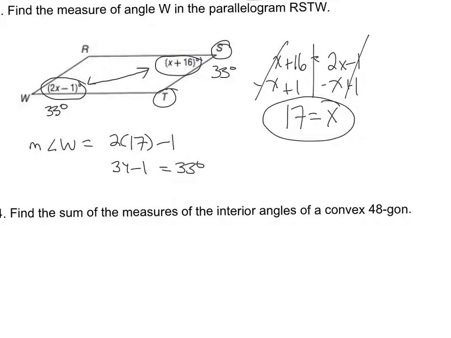And just for fun, angle T, since S and T are supplementary, would be 180 minus 33, which is 147. And then R, of course, would also be 147. So lots of relationships amongst those angles.